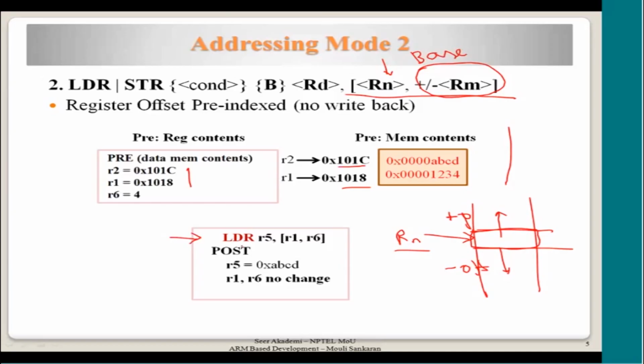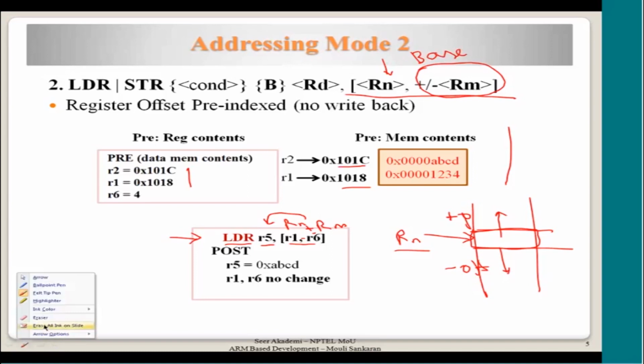Now what is it doing? LDR, load register. Which register? I want to load R5 with what? A value from this address calculated by this. Now I can give plus or minus Rn. So which is Rn and which is Rm? R1 is Rn, R6 here is Rm. So I can give plus or minus. So I am free to give a minus also here. But in this case I have given a plus.